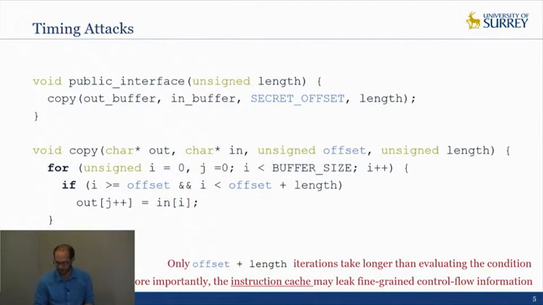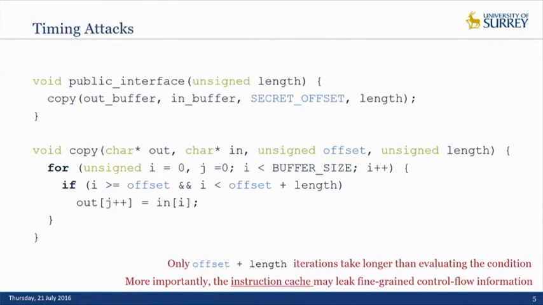So another variation of this would be to just keep looping until the end of the buffer. Do not break as soon as you've copied out, but only do this byte copy or assignment whenever you are within the range you're trying to copy. So here, you've actually got two possible sources of timing issues. The first one is that this statement here, the actual assignment, is going to be executed on the offset plus length time, so exactly the same as previously.